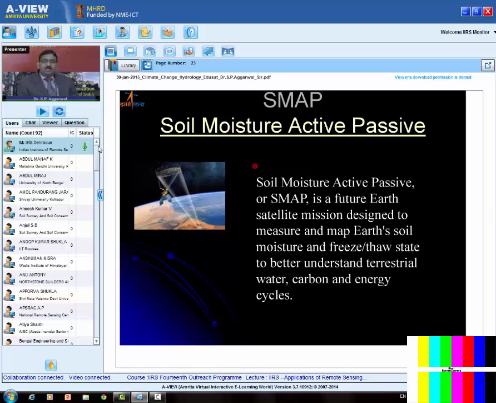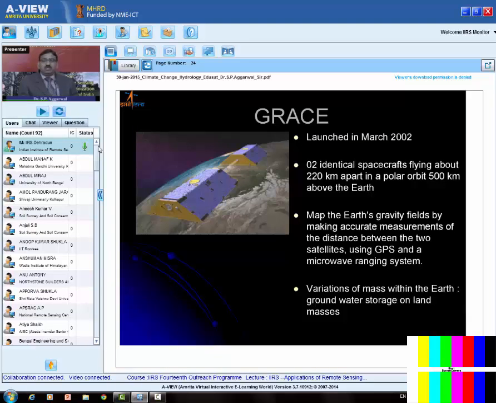Then you can go for active microwave. The resolution is very good, maybe 5 meter, 10 meter. But the disadvantage is that it will come after 20 or 30 days, so the temporal resolution is very poor. By combining both, we can optimize. We can get the advantage of the repeatability of passive microwave and the spatial resolution of active. So NASA is launching the soil moisture active passive sensor known as SMAP. It will give you better soil moisture with better repeatability and more spatial resolution.